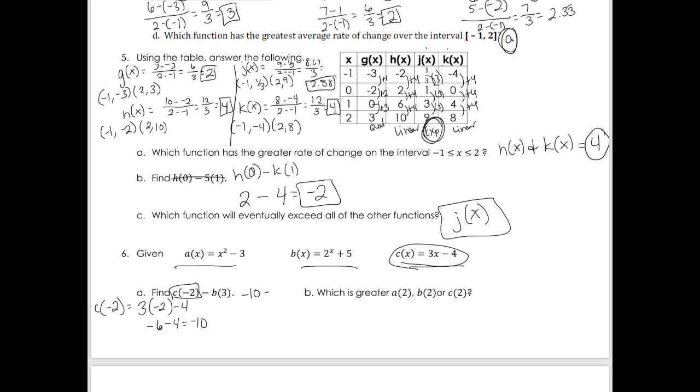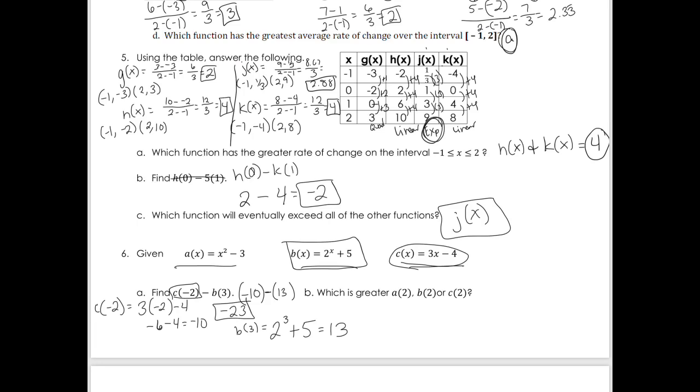-10 minus, okay, so this is c of -2, I need to find b of 3. So b of 3, I find my b right here, equals 2 to the 3rd plus 5. I can use my calculator. And I will get 13. So that's what goes here. So -10 minus 13 is -23. And that is my answer for that problem.